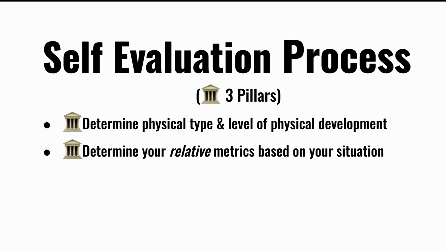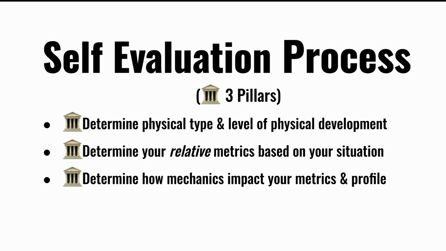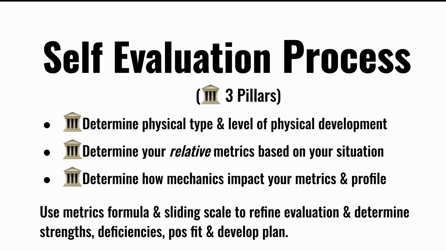Division I bat speed is generally in the low 70 range on bat sensors, 90 plus mile per hour exit velocities. But what were the metrics of that 6 foot, 175-pound shortstop when he was a 5'9", 145-pound sophomore? Lastly, determine how mechanics impact your metrics in overall position profile. Then we'll use the metrics formula and sliding scale to refine that evaluation throughout that process and determine strengths, deficiencies, position fit, and eventually develop a plan.